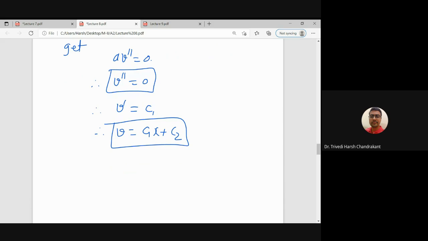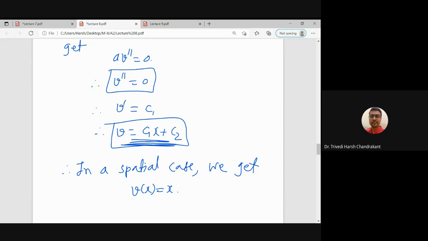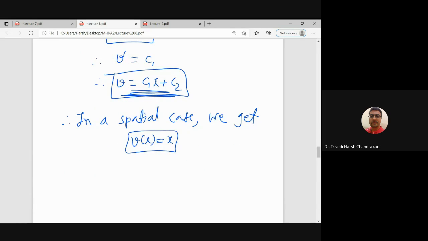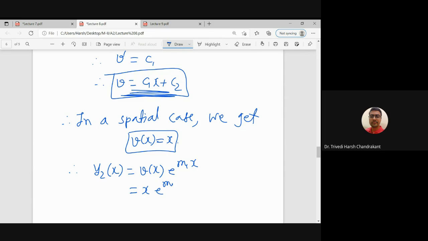Suppose we take this general condition, then the general solution will be this v. But as a special condition, if we choose a certain condition, then in a special case we get one of such v(x) functions to be x, right? So among all these infinitely many curves, we are choosing a special curve, that is v(x), and this special choice gives us the y2 function. What is the y2 function? v(x) times e power m1x, right? So as a special case we get this function.